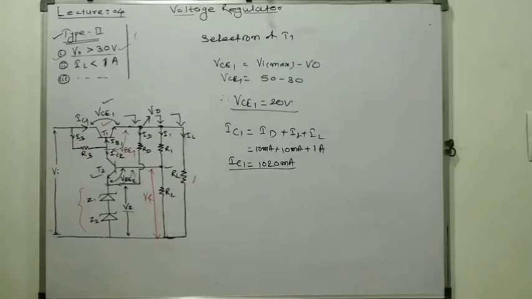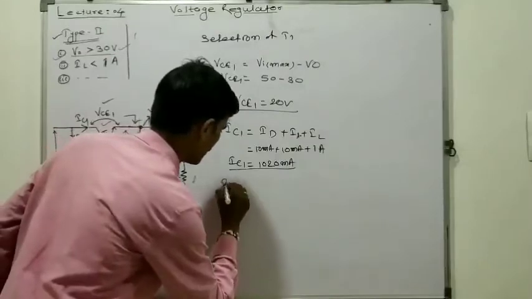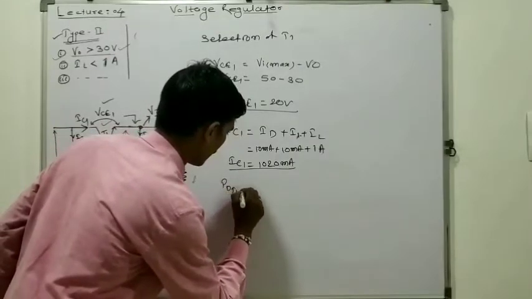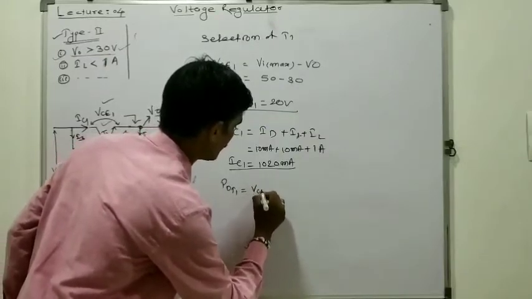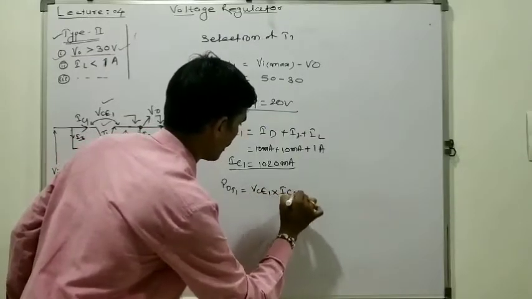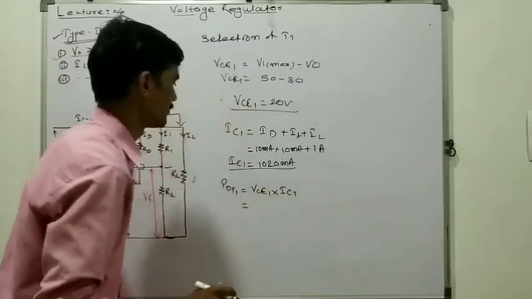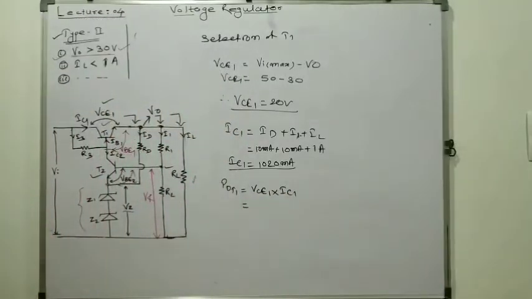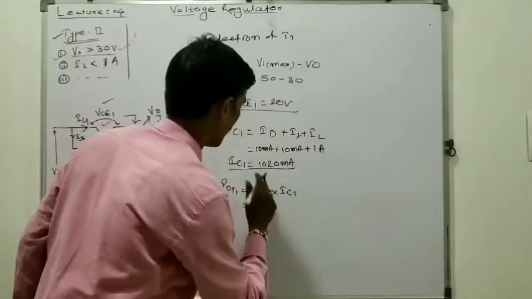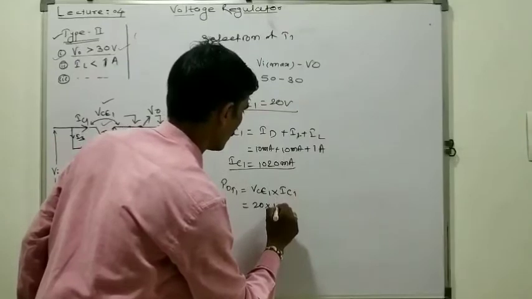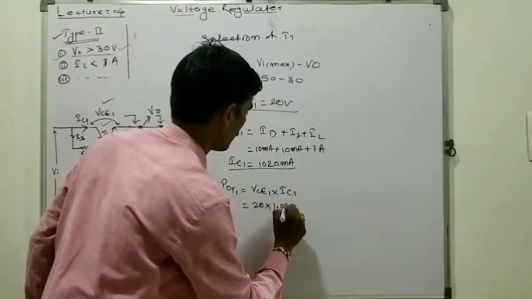For power dissipation across the transistor T1, power dissipation is equal to current into voltage, or voltage into current. So VCE1 multiplied by IC1. So it is equal to VCE1, 20, multiplied by current, 1.02.